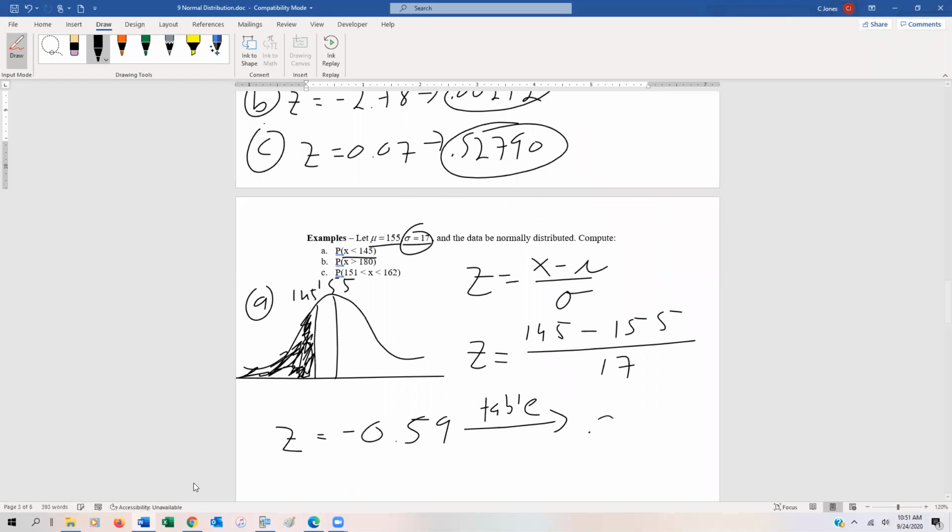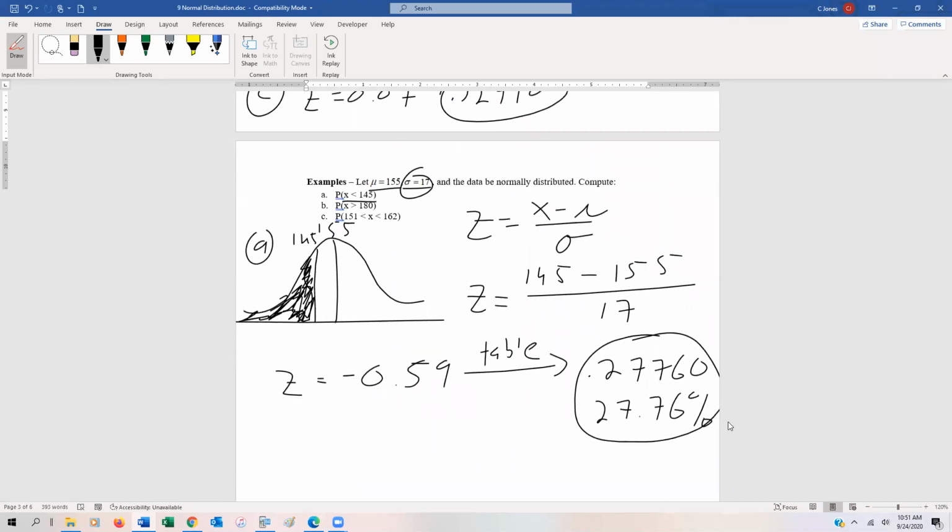So that's going to be 0.2776, or 27.76%. Okay, it doesn't really matter which one. All right, now to make sure that makes sense, we look over here. And if we were to estimate this, it would definitely be less than 50%, because remember, the line right here is the 50% mark. So our probability should be less than 50%, but it shouldn't be like 1% or 2% or 5% just by looking at the drawing. All right, so the drawing can help you to approximate what your solution is.